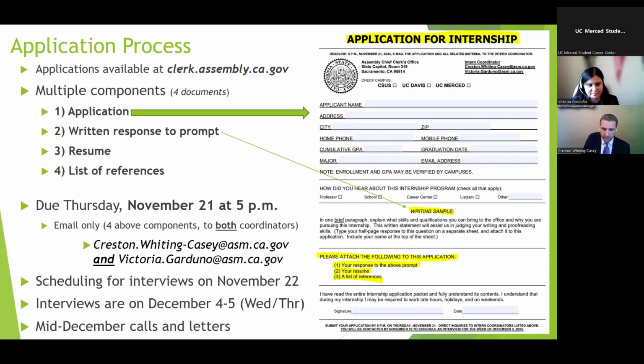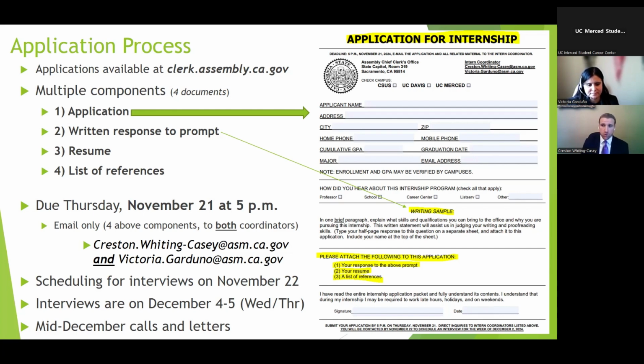Our plan right now is to meet on December 4th and 5th for interviews. They'll be during the day. There will be a lot of time slots. If you are from UC Merced, we do give you the preference of times first, because we know you have to travel to get here. So we're going to give you as much leeway and try to make it as accommodating as possible for you.